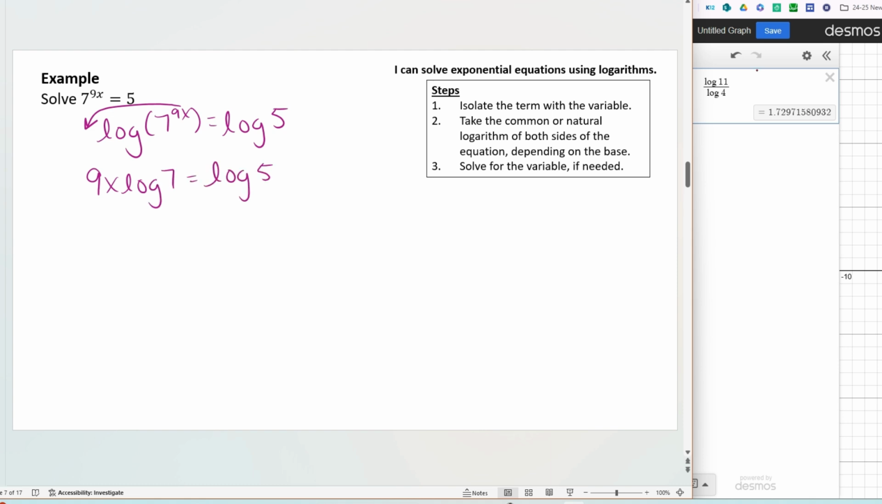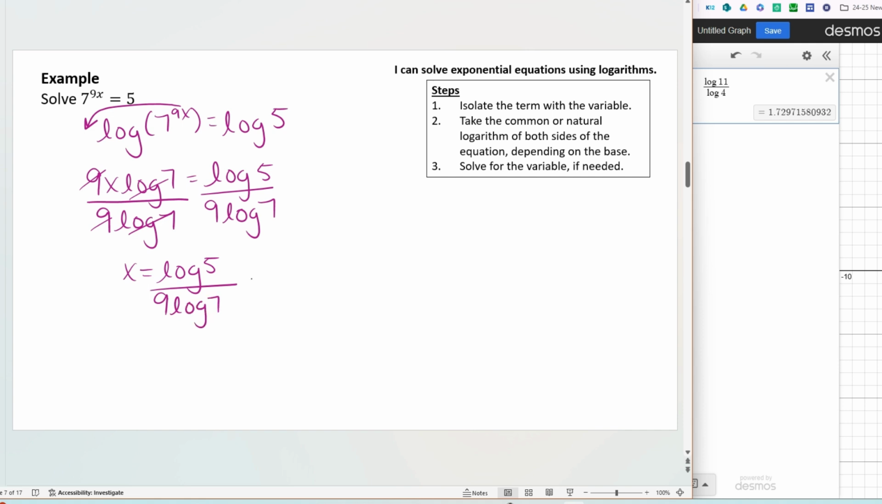So now let's think about how we would go about solving for x. If we look at this, we see that x is being multiplied by two numbers, right? It's being multiplied by 9, and it's also being multiplied by the log of 7. So in order to isolate x, I need to divide by 9 and I need to divide by the log of 7. And I can do this in one step if I divide both sides of my equation by 9 log 7. Okay, so now the 9's will cancel, log 7 will cancel. So I have x is equal to the log of 5 divided by 9 log 7.